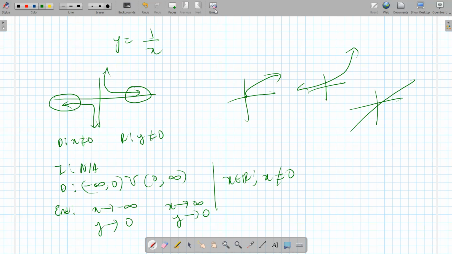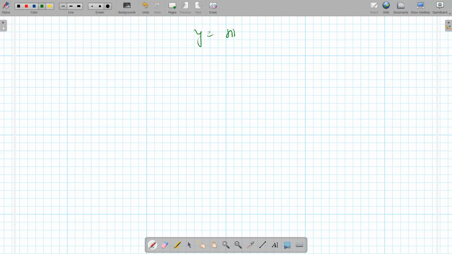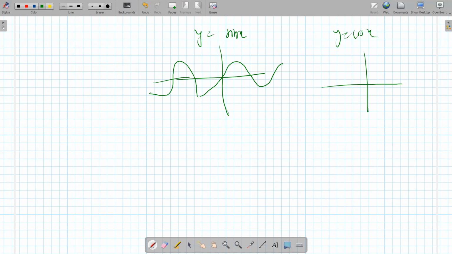And then finally we have the trig function, y equals sine x. It's a zigzag. Yeah, it looks like this. Cosine x is very similar as well. Y equals cosine x looks similar, except instead of going through the origin, it's just shifted by some degrees, right? Yeah.